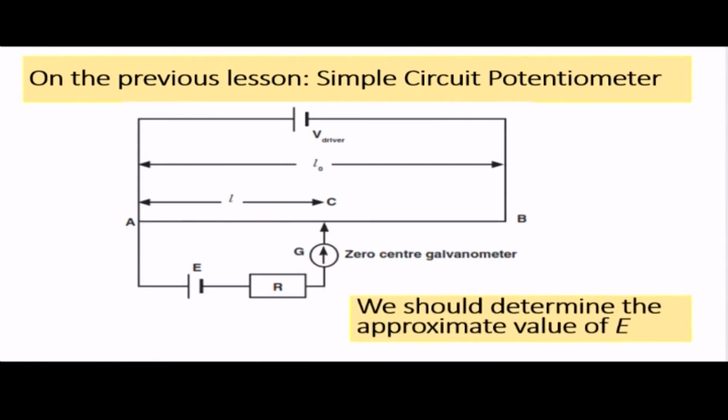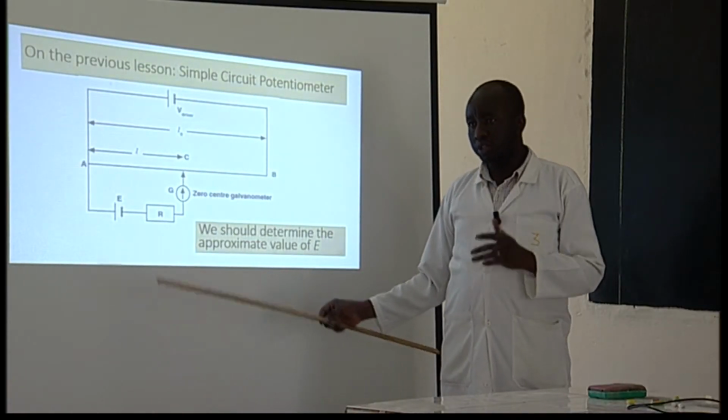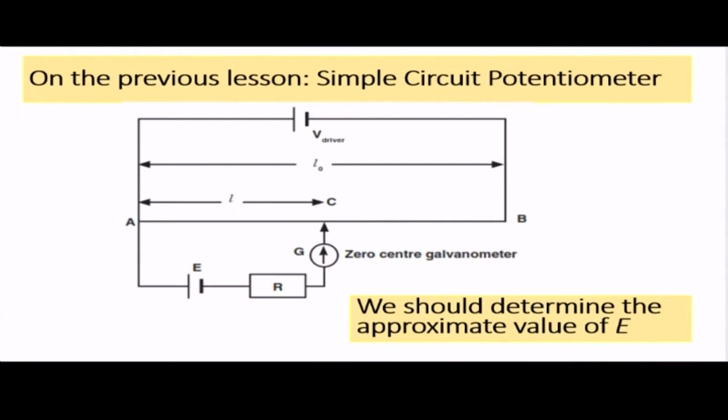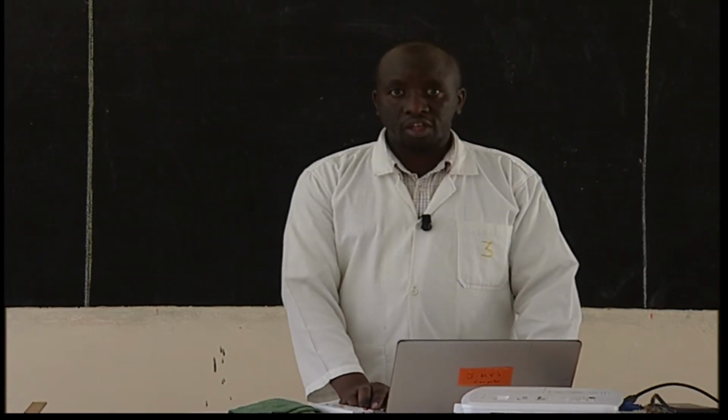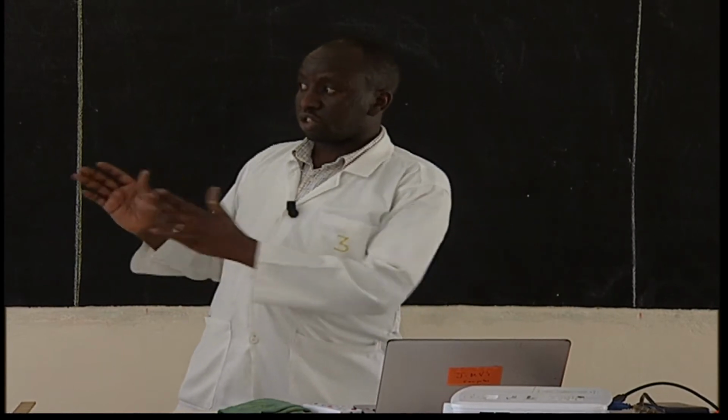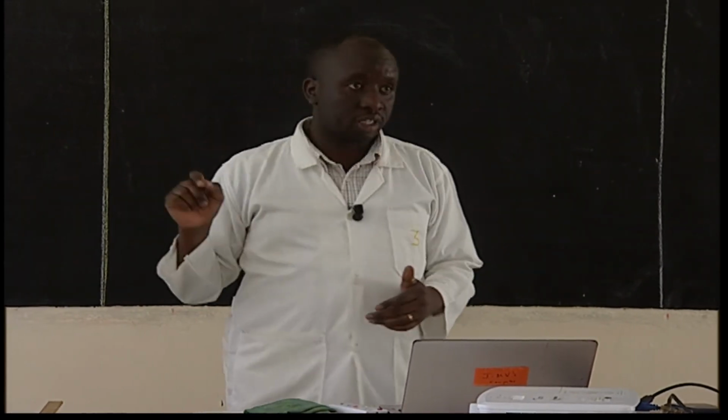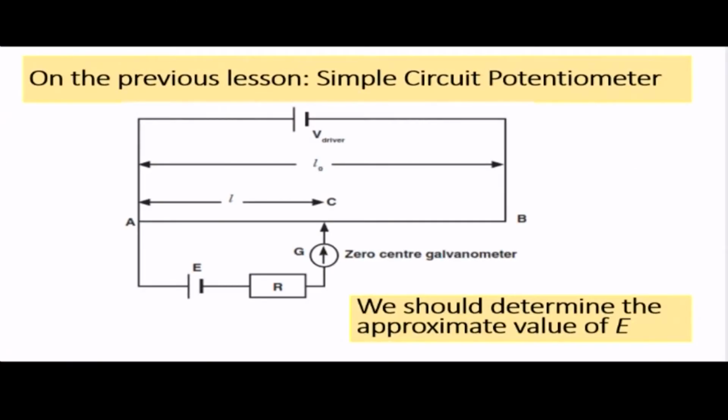And there we should determine the approximate value of E, the electromotive force, of this cell that we have down here. But again, as I have said, it works on the principle of changing this length, and when you change the length of the wire, there is a change of the resistance. So we are going now to do a kind of demonstration, and after that we do the example related to what we discussed in the previous lesson. So let's have these materials here.